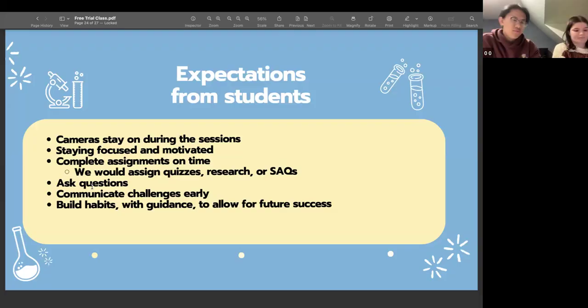And finally, we'd like our students to build good habits, good study habits, with guidance from the two of us to allow for your future success. Because once you're in university, when the workload is absolutely overwhelming, you have not a lot of help apart from your thought process and the thought patterns and the ways that you deal with things. So it's really good to build a solid foundation into later tertiary education.